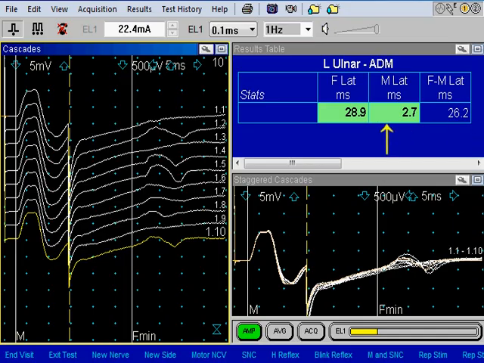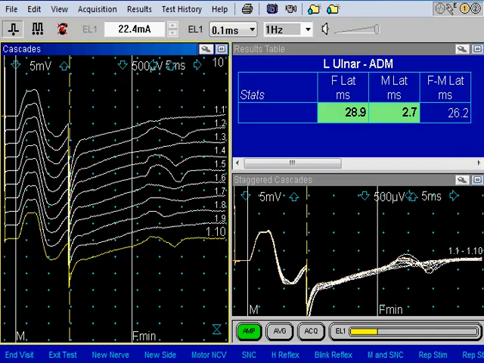The F min latency is shown in the result table, and in this example it is 28.9 milliseconds. The system can also display the latency of the compound muscle action potential, or the M latency. This is measured using the cursor labeled M. In this recording, the M latency is 2.7 milliseconds. The difference between the F and the M latencies is 26.2 milliseconds.